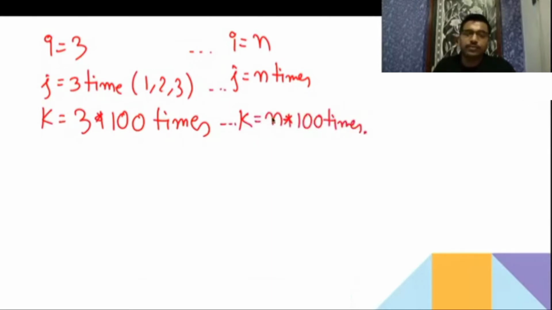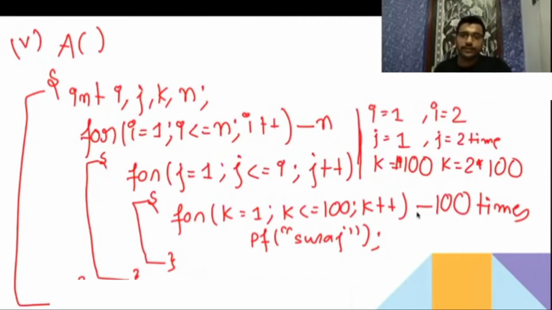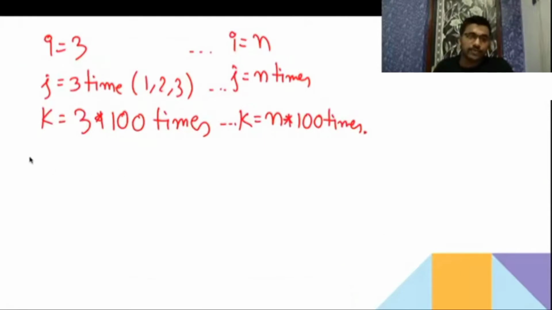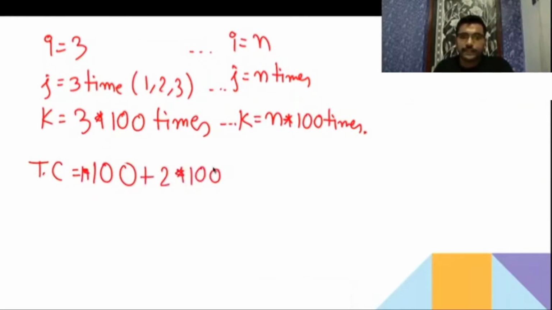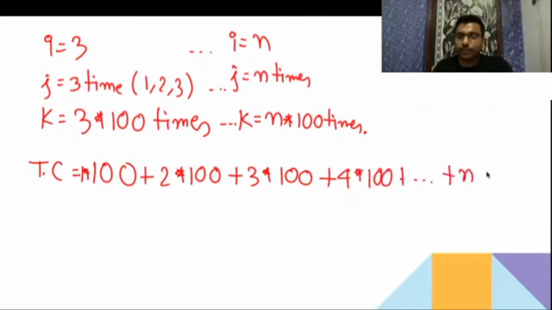So the inner loop that is running, whatever the statement in k, how many times that is getting executed, that is going to give you the time complexity. So the time complexity will become 1 into 100, then 2 into 100, then 3 into 100, then 4 into 100, like this. So it will go till n into 100.